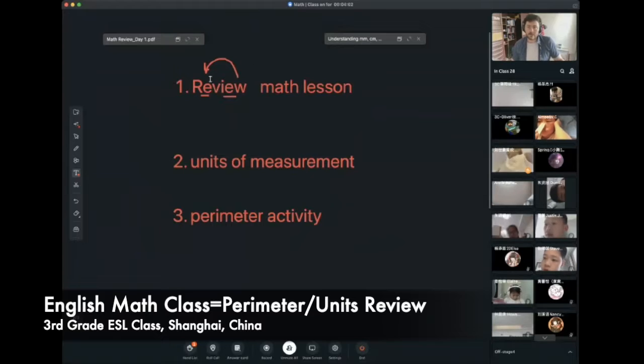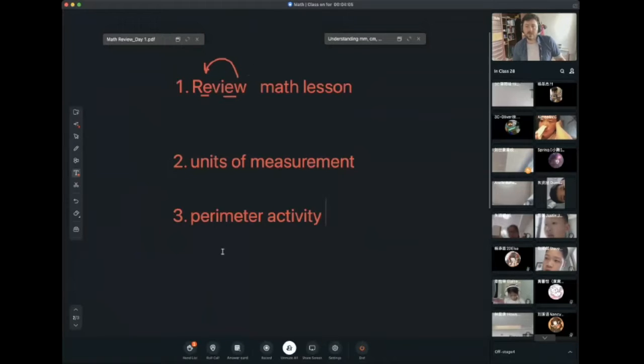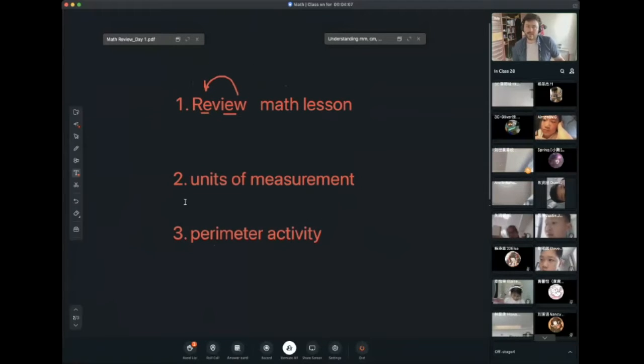Okay. So we're going to review some math, we're going to talk about units, and then we're going to go right into a perimeter activity. Got it?